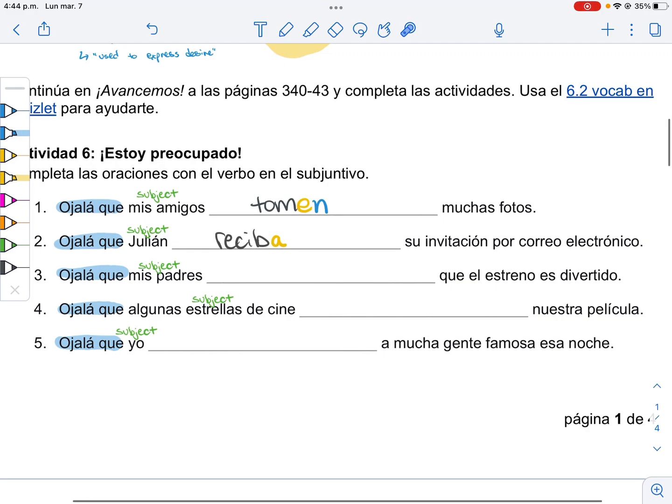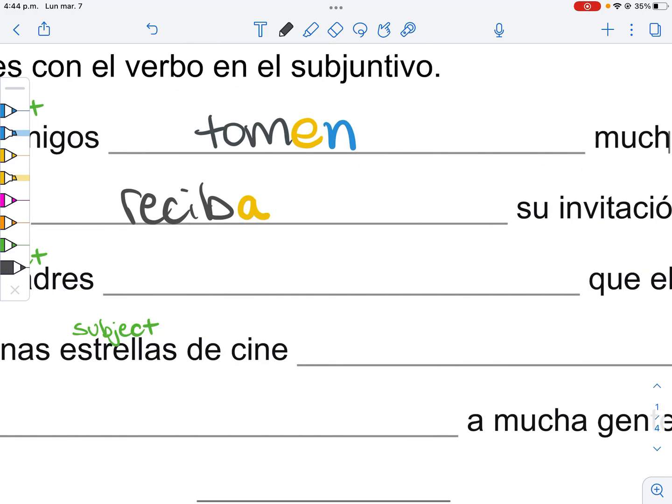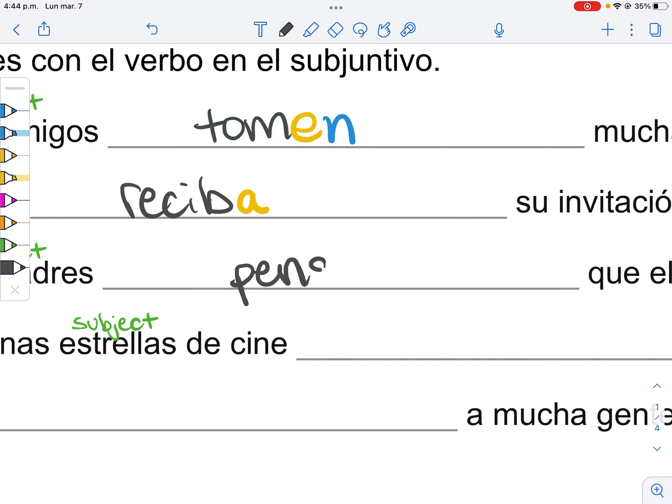In número 3, our verb is pensar. Now, so far in this activity, I've been saying, okay, just take the AR and then drop it. But remember, we need to start with the yo form. And pensar is a stem changer. It's an E to IE stem changer. So to put it in the yo form, it would typically be pienso, right? But this AR ending gets changed into an E.